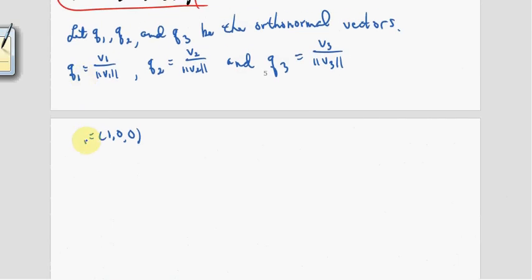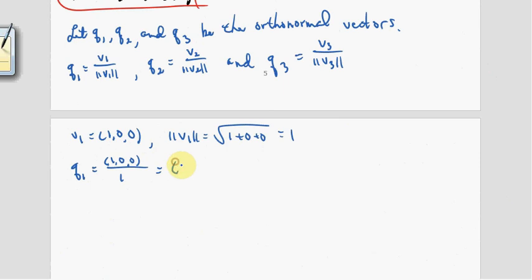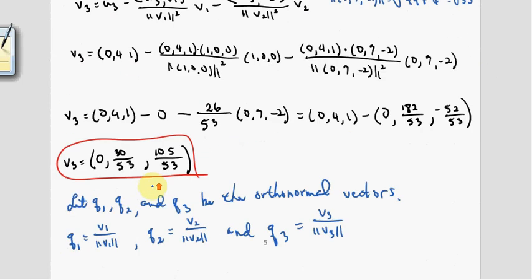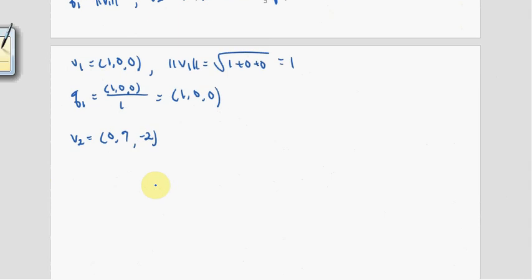So this is V sub 1. The norm of V sub 1 is the square root of 1 plus 0 plus 0. We just get 1. So Q sub 1 is equal to 1 comma 0 comma 0 divided by 1, and this is just 1 comma 0 comma 0. Now V sub 2 was 0, 7, negative 2. I think that's right. 0, 7, and negative 2.